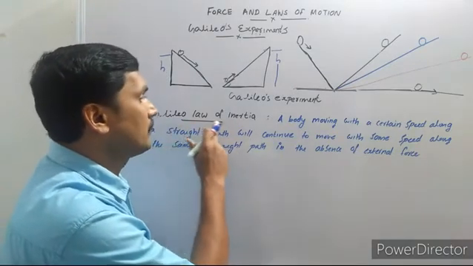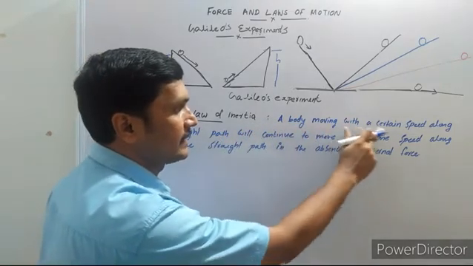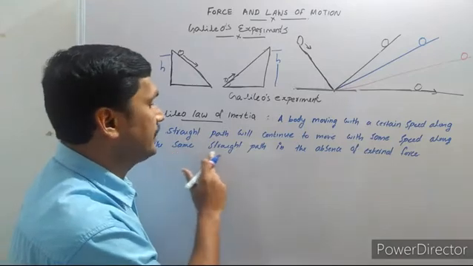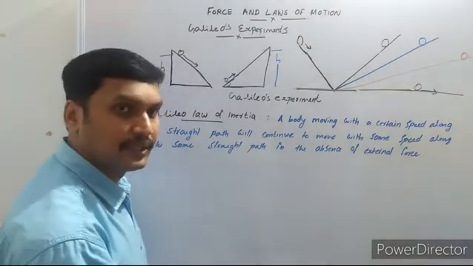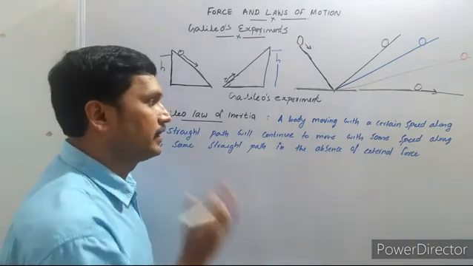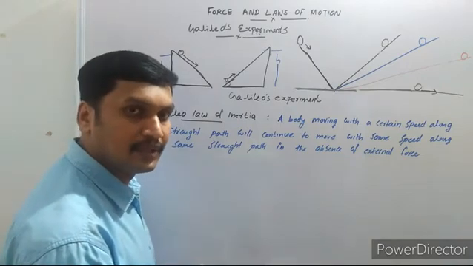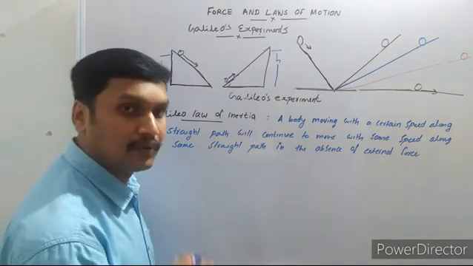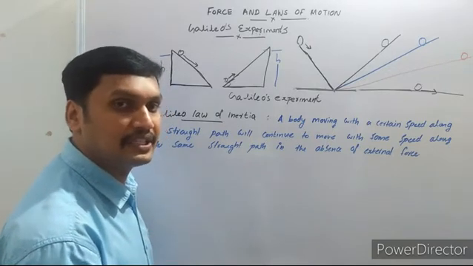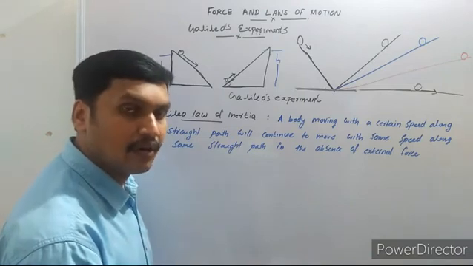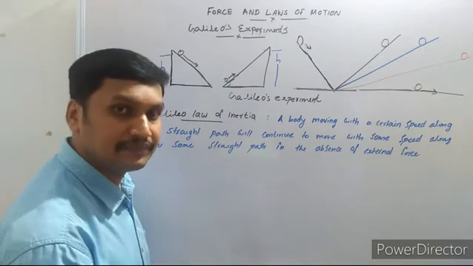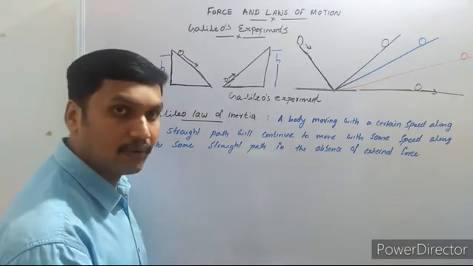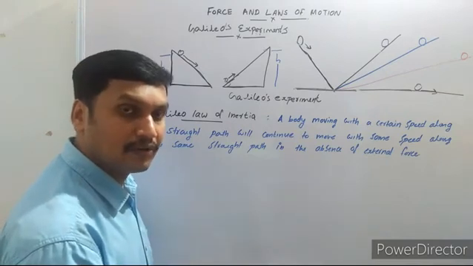According to Galileo's Law of Inertia, a body moving with a certain speed along a straight path will continue to move with the same speed along the same straight path in the absence of external force. If no external force is acting on a body, it will continue its state of rest or uniform motion. Every body has that tendency to continue its state of rest or uniform motion. And Galileo called that inability of the body to change its state of rest or uniform motion by itself inertia. Later, Sir Isaac Newton studied Galileo's experiment and law and proposed the three laws of motion.